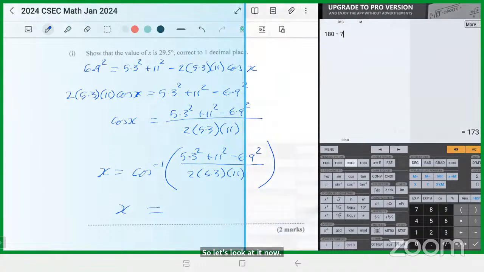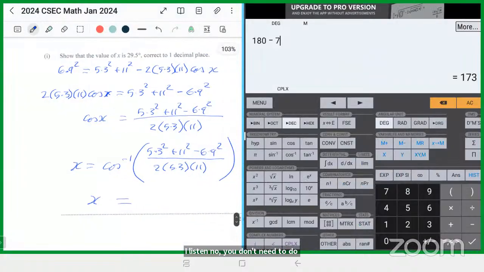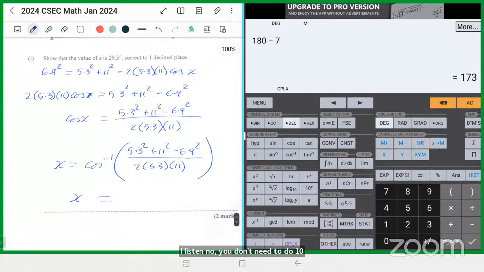And listen now, you don't need to do 10 of them. All that will happen with another question is that the values will be different. It's the same steps. Do it comfortably with this one and any other one you get. And I have said it at least 2 or 3 times in recent times.